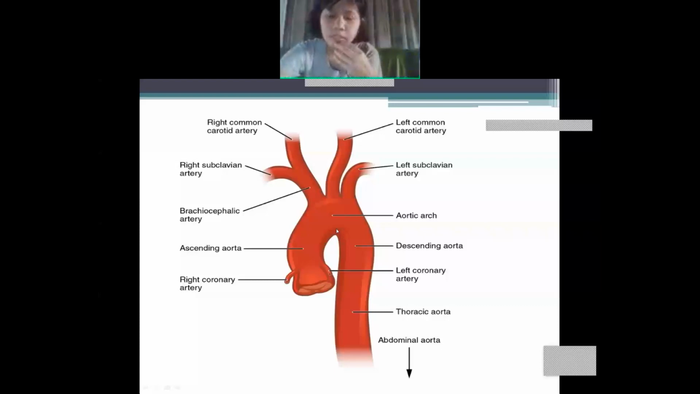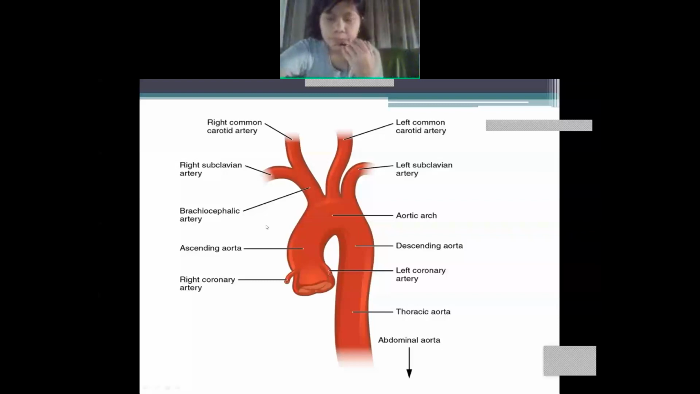First is the ascending aorta. Next is the arch of the aorta. And the next is the descending aorta. This descending aorta is divided into two parts again: the thoracic aorta, and the next is the abdominal aorta. This aorta is the largest artery in the human body, and it carries oxygenated blood, that is, blood with the presence of oxygen, and supplies it to all the parts of the body.